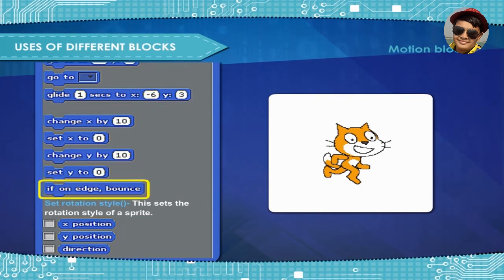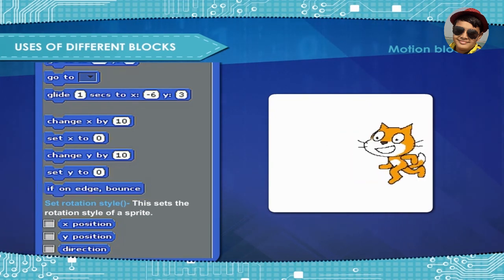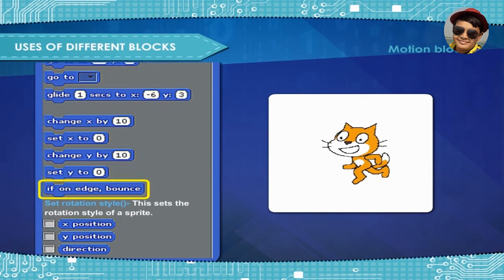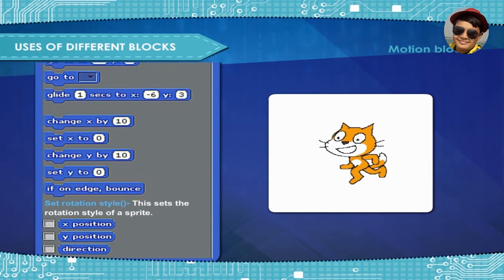If on edge, bounce. If touching the edge of the screen, the sprite's direction flips over. Set rotation style. This sets the rotation style of a sprite.